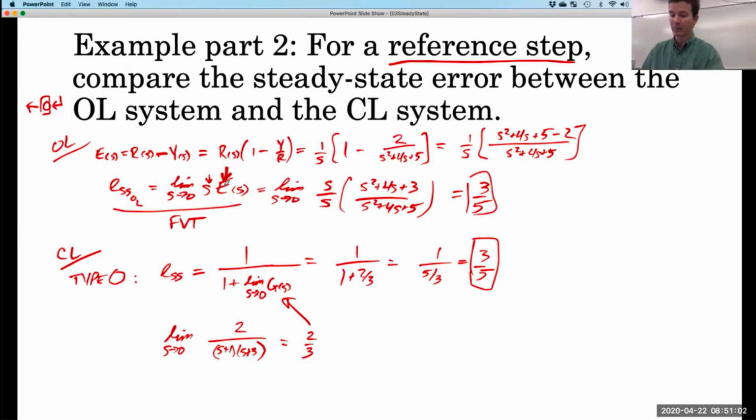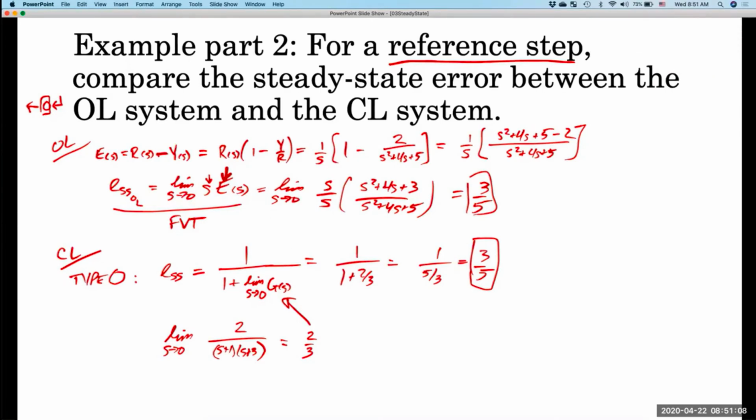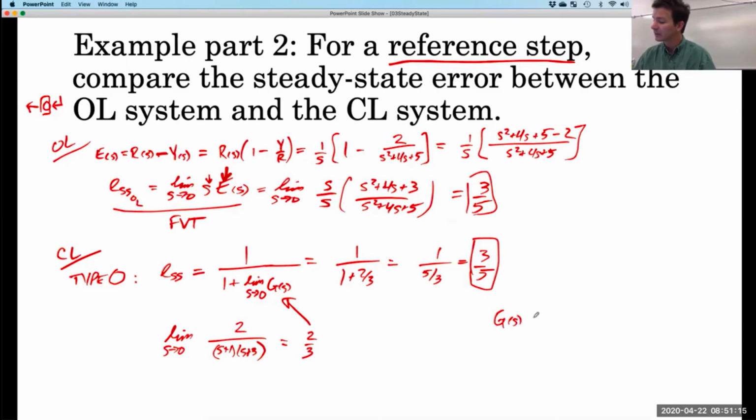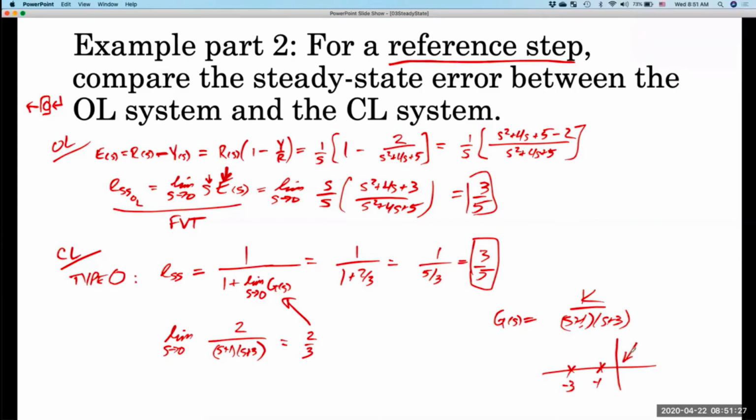I had one question really quick. For the closed loop system, it's type 0, just to reiterate, because there are no poles at the origin. Correct. The G of s for our closed loop system was K on (s plus 1)(s plus 3), and the pole zero map looks like that. But importantly, there's nothing there. Okay, thank you. Absolutely.